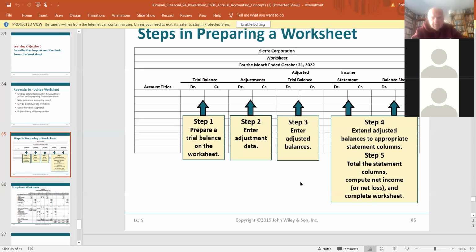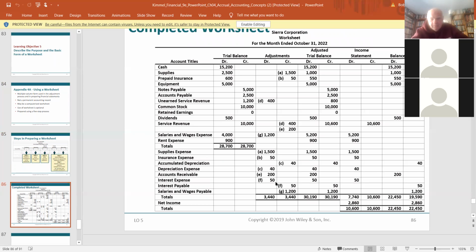You have a worksheet where you list all the accounts, and the first 2 columns are the trial balance. The next 2 are the adjustments. And then you take the beginning trial balance, plus or minus the adjustments. You get the final adjusted trial balance. And from that, you can do the income statement and the balance sheet. And they're just showing you here. I'll just show you a couple.